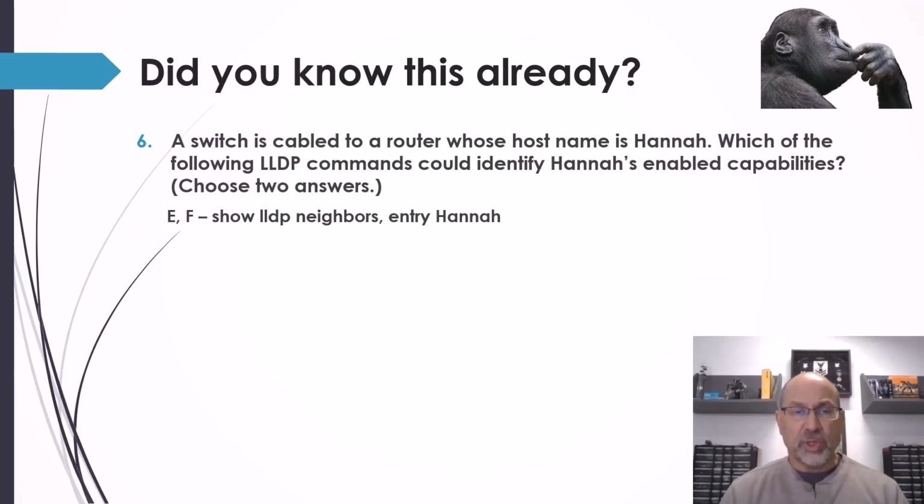Question number 6, a switch is cabled to a router whose host name is HANA. Which of the following LLDP commands could identify HANA's enabled capability? Well, this is just the LLDP version of the CDP things that we just saw. So show LLDP neighbors and then show entry HANA.